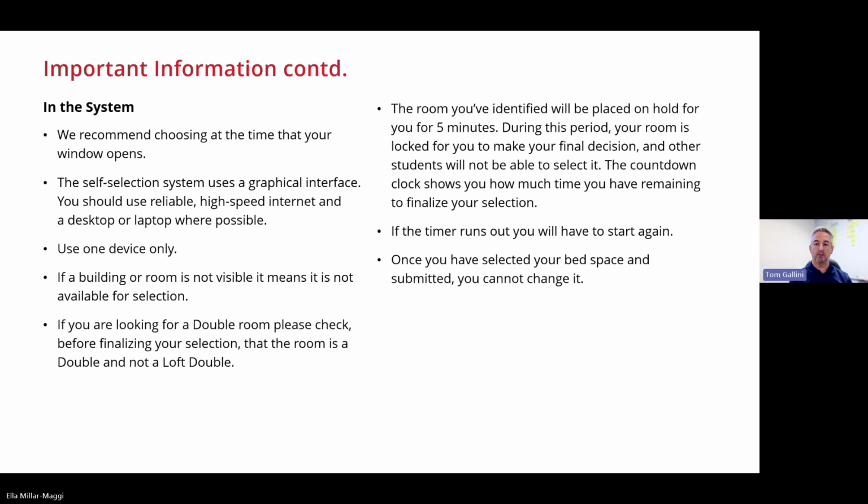Once you've picked a room, you're going to have 5 minutes to confirm that. You'll have a little countdown in the top right-hand corner, and when it gets to 1 minute, you're going to get a pop-up that says you have 1 minute left to confirm your selection. If the timer runs out, you're going to have to start again. So there is, I guess, a slight amount of urgency to this. If it runs out, all you have to do is start over again.